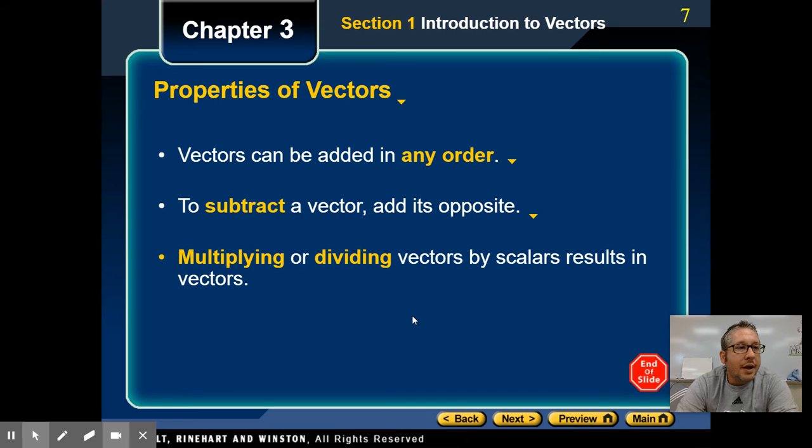If we ever have to subtract a vector, you simply just add the opposite value. So if you had a vector that went 3 kilometers east, to subtract it, you just say 3 kilometers west or negative 3 kilometers. When you multiply or divide vectors by scalars, we still get vectors. So if you multiply a vector of 2 kilometers to the right by 2, you get 4 kilometers. So 2 being a scalar, again, it's a number that doesn't have a direction, we'll still end up with vectors.